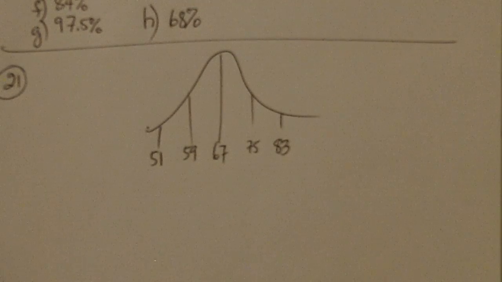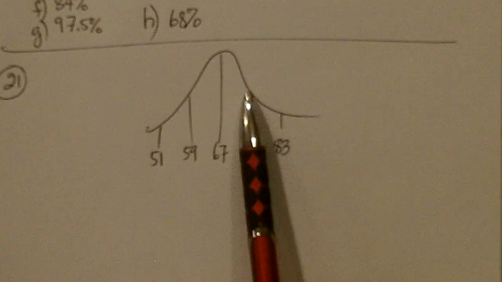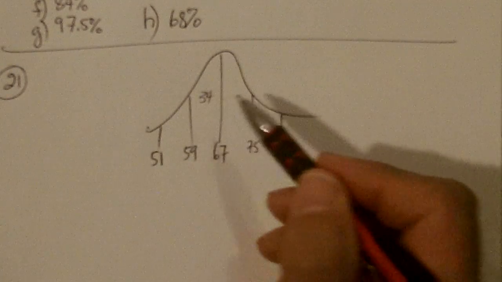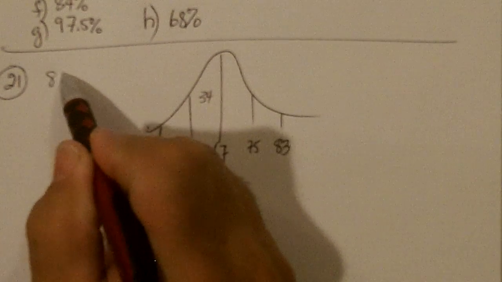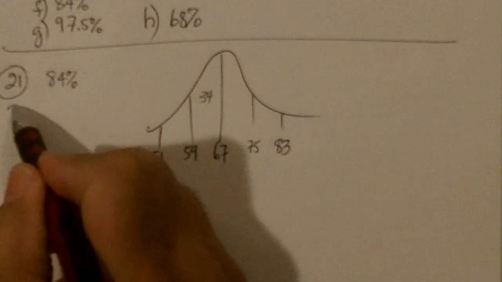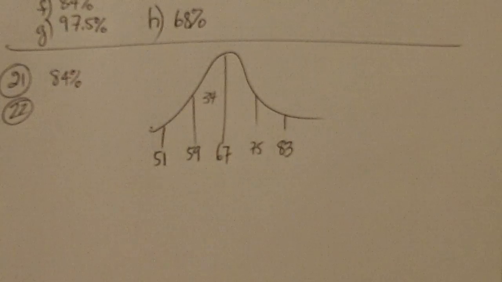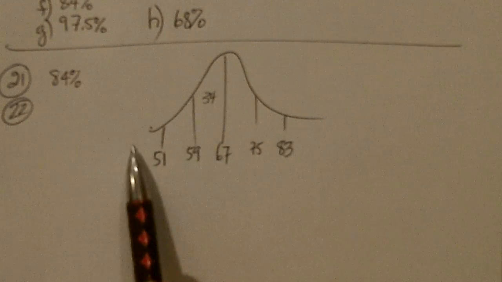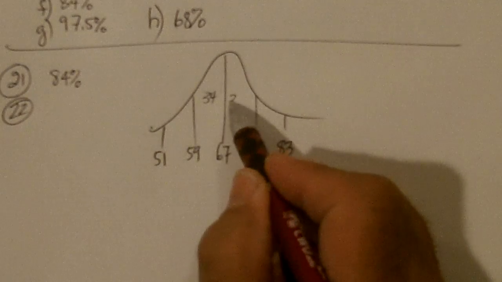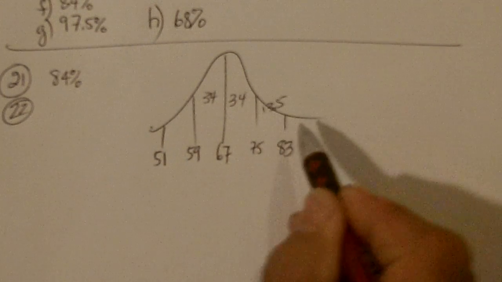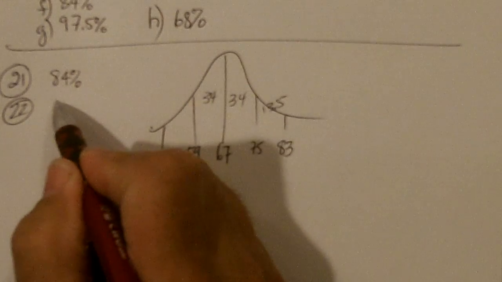What percentage of scores is above 59? 50% plus the 34%, that's 84%. 22. What percentage of the scores are below 83? 50% plus 34% plus 13.5, so that's 97.5.